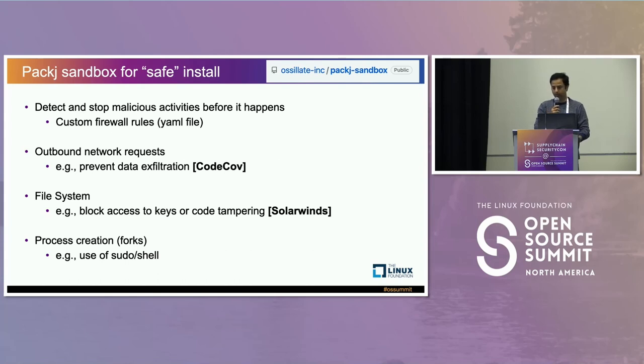For example, you can specify that package installation should only go to rubygems.org or npmjs.org. You can specify what file system directories can be touched. For example, if you want to prevent a SolarWinds-like attack where the code was overwritten, you can specify not to write to the current directory. It can also monitor processes that are being created. For example, if a package is trying to spawn a pseudo shell, it can be detected and blocked.